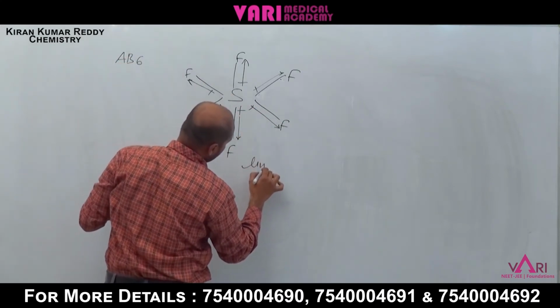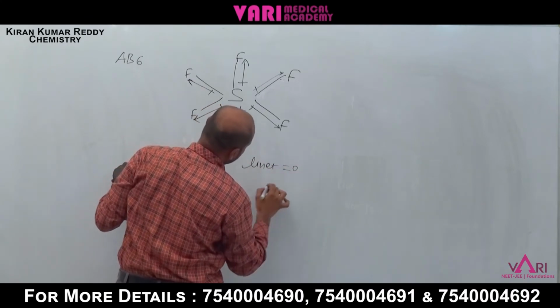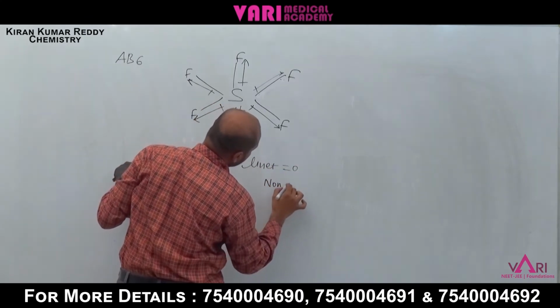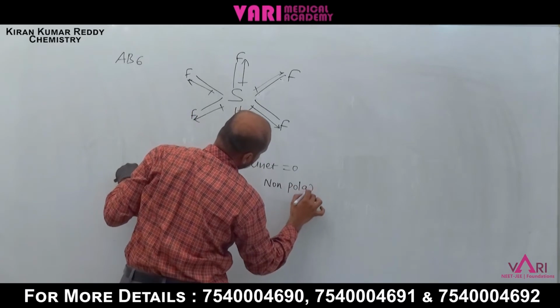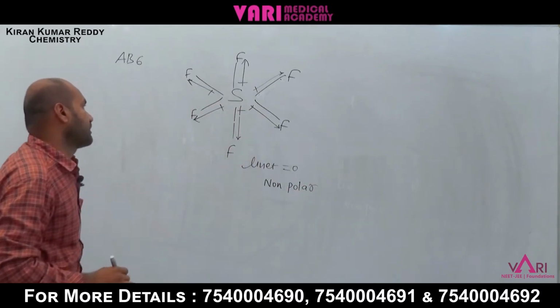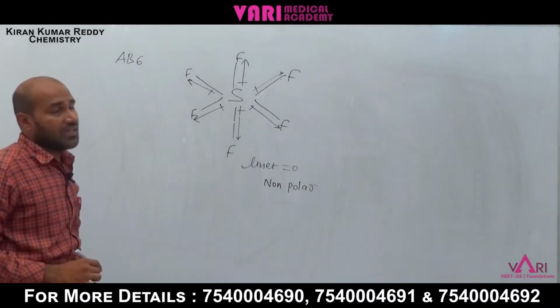Now tell me, mu net is equal to 0. This molecule will be non-polar. These are the examples of AB6.